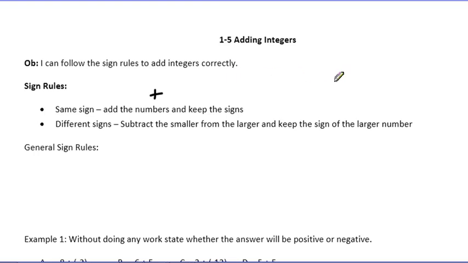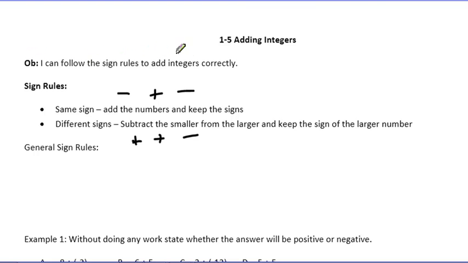For example, if I'm adding and I have a negative number and a negative number, regardless of what the number is, those are same-signed numbers. What you're going to do is add the numbers and keep the sign. If the two numbers have different signs, so again I'm adding, let's say I have a positive number in front and a negative number in back, I'm going to subtract the smaller from the larger and then keep the sign of the larger number.